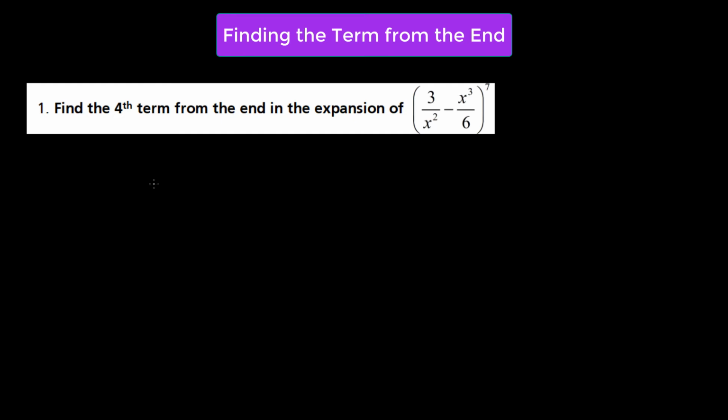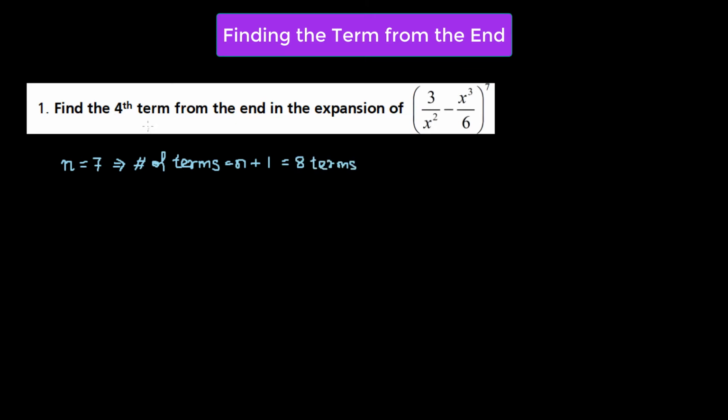In this question, we have to find the fourth term from the end in the expansion of the given binomial expression. So, n here is equal to 7, which implies that the number of terms is equal to n plus 1. Meaning, there are 8 terms.